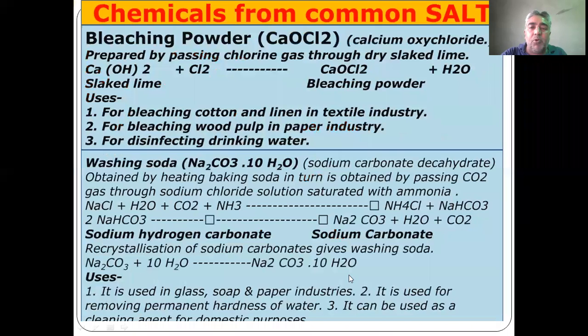Bleaching powder, calcium oxychloride, is prepared by passing chlorine gas through slaked lime. What is slaked lime? Calcium hydroxide is slaked lime, and calcium oxide is quicklime. That is, calcium hydroxide plus chlorine forms the bleaching powder, calcium oxychloride, plus H2O.